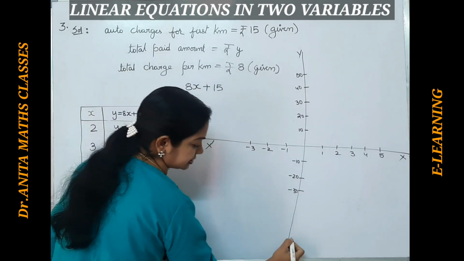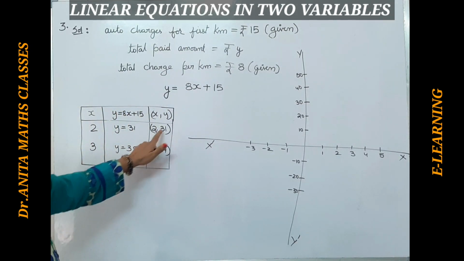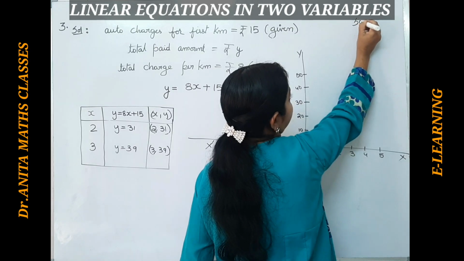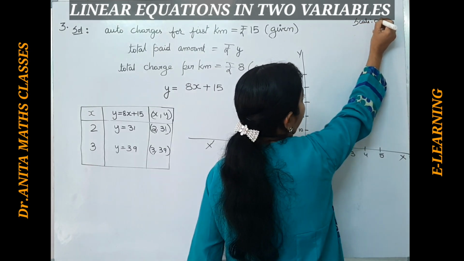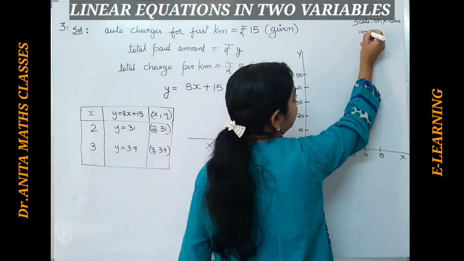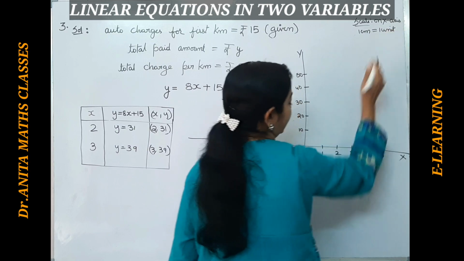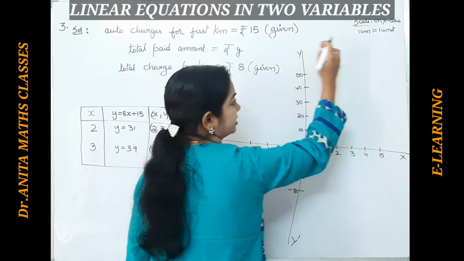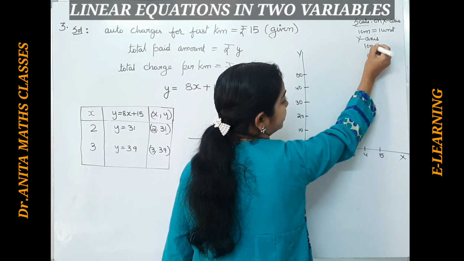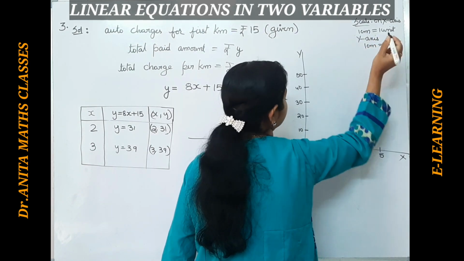So negative y-axis and negative x-axis here. We will plot 2 comma 31. Also, we will write the scale here. On the x-axis we have taken 1 centimeter as 1 unit only, but on the y-axis we have taken 1 centimeter as 10 units. Right, so this is the scale.